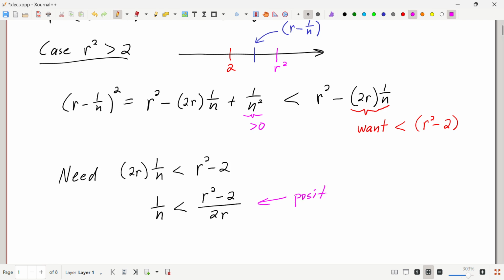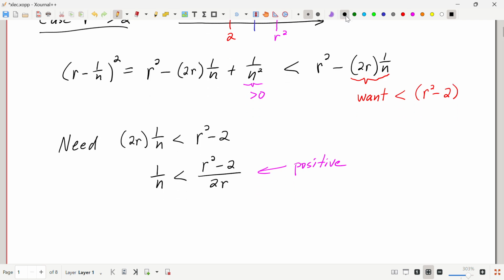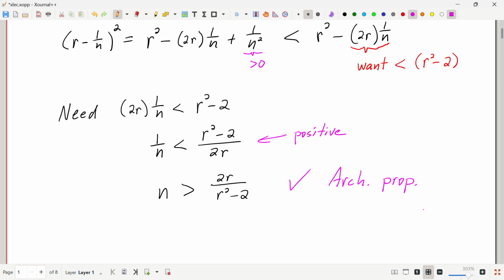Remember, one of the corollaries of the Archimedean property is you can make n as big as you want, or you can make 1 over n as small as you want. They're very related, and I demonstrated that last time. But so let's see, I need n bigger than, invert this and get 2R over R squared minus 2. And once again, I can do that by the Archimedean property. And so now think about what I've got.